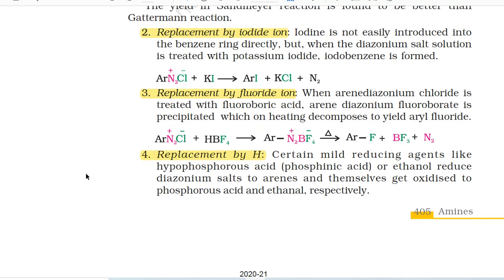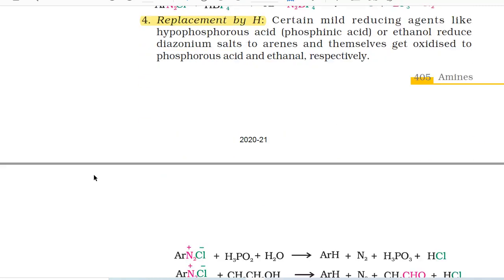Fourth, replacement by H. Certain mild reducing agents like hypophosphorous acid (phosphinic acid) or ethanol reduce diazonium salts to arenes and themselves get oxidized to phosphorous acid and ethanal respectively.